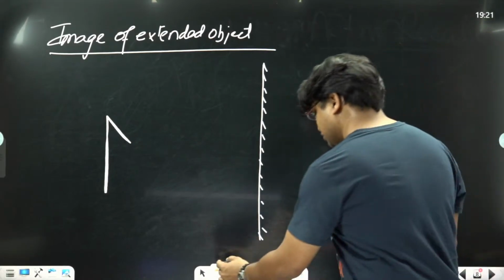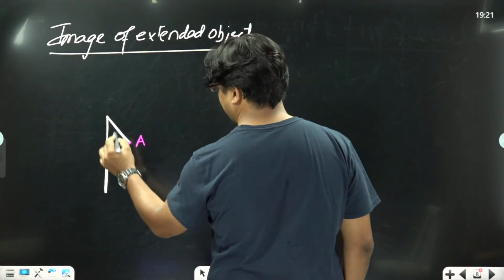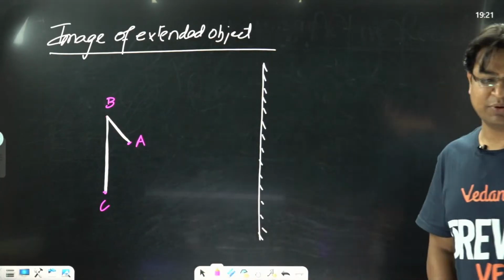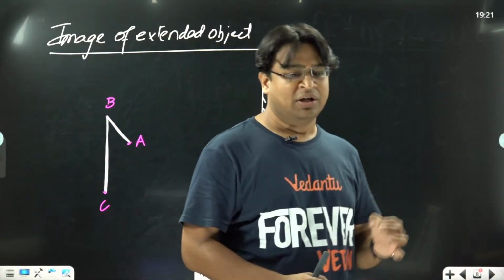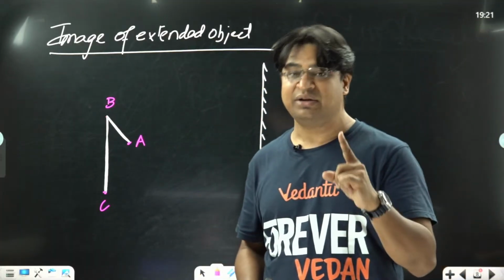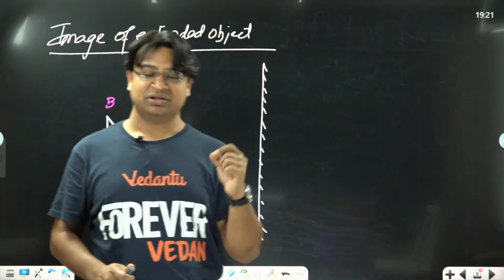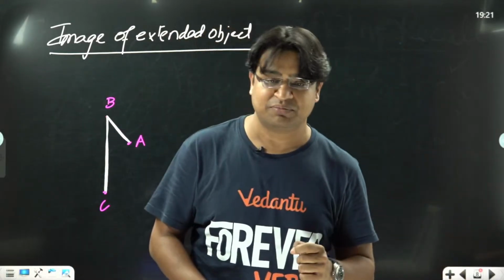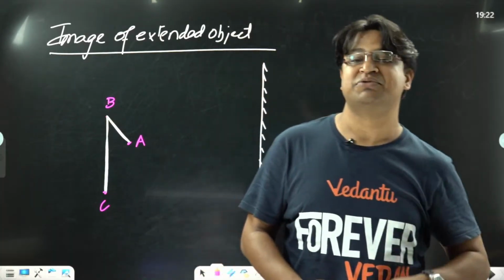What do I mean by that? Identify a few points on this object. Let's call this point A, this point B, and this point C. Let's just work with 3 points for now. Now each point of an extended object will behave as an independent point object. Very, very important line, please note it down. If you are watching this session, this is a key statement that you need to remember: every point of an extended object behaves like a point object in itself.